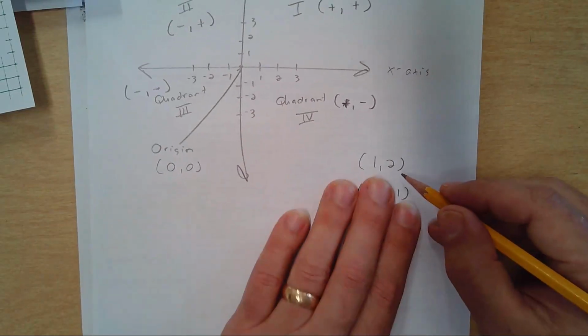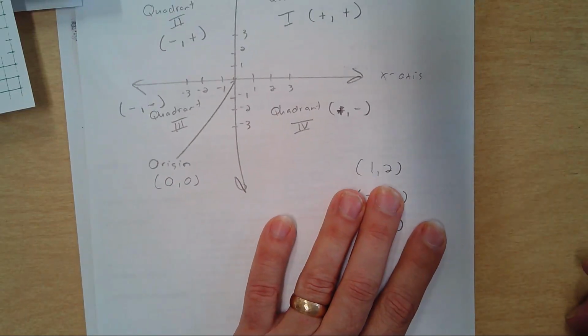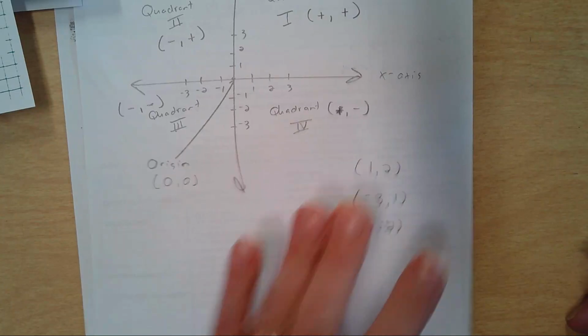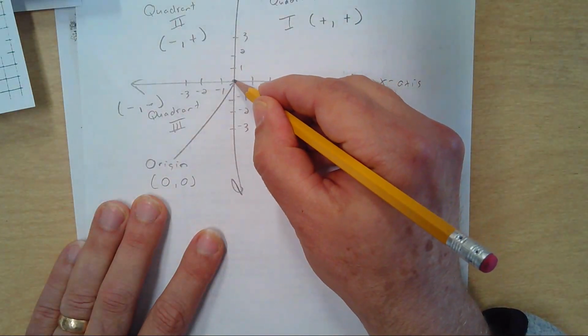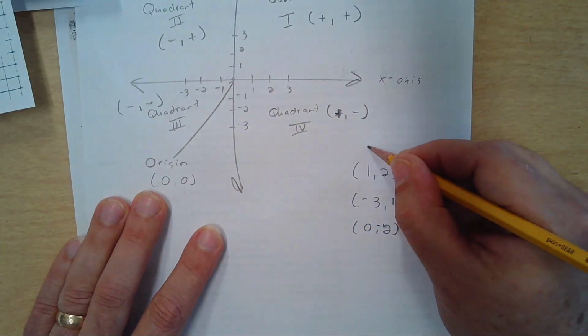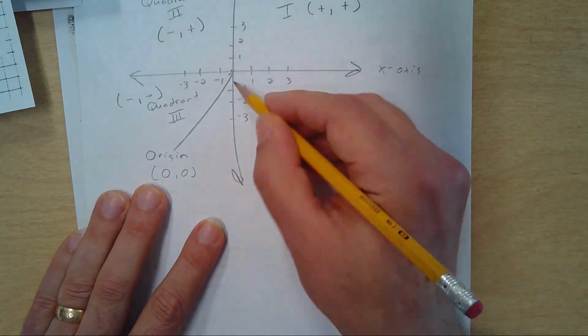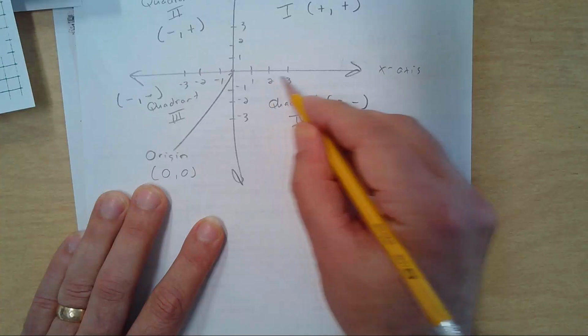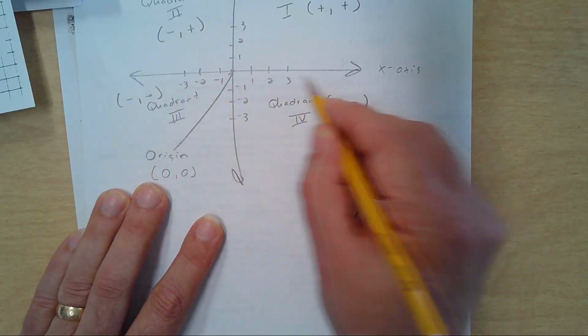So let's start with this one here, (1, 2). Where I start is always right here at the origin. And starting with the x value. All right, if it's a positive value, again, you're looking along your x-axis here.